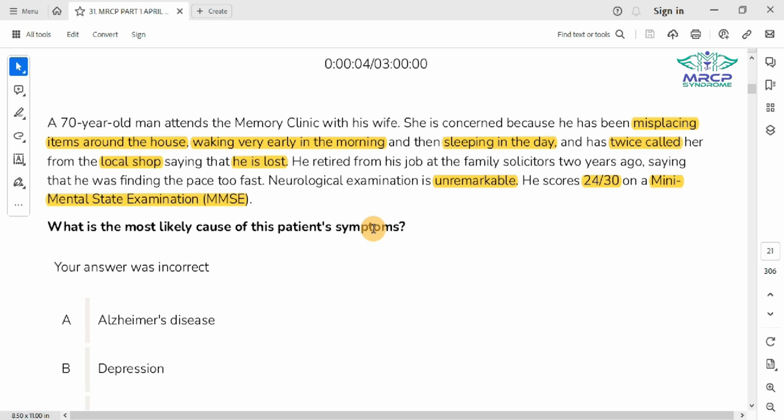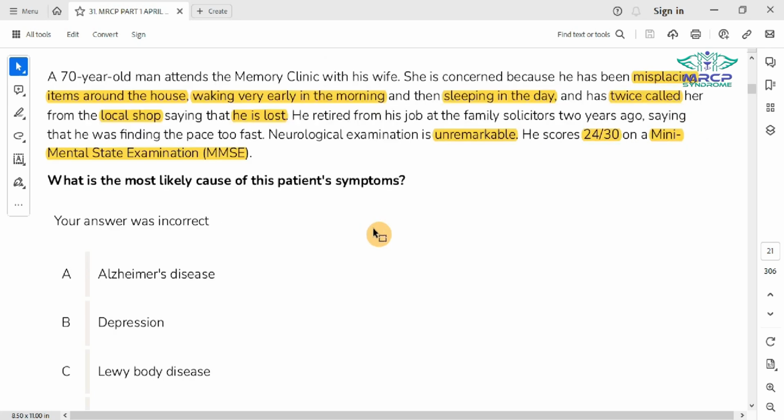He retired from his job at the family solicitors 2 years ago, saying that he was finding the place too fast. Neurological examination is unremarkable. He scores 24 out of 30 on a mini mental state examination. So, what is the most likely cause of the patient's symptoms? So, most likely diagnosis.